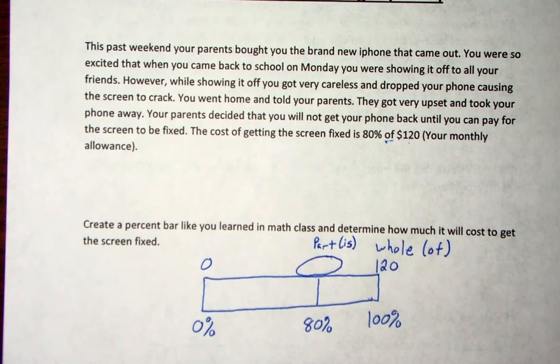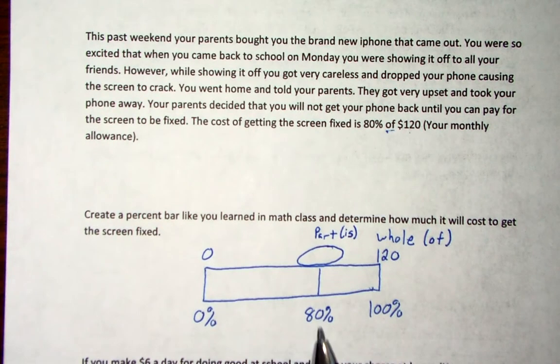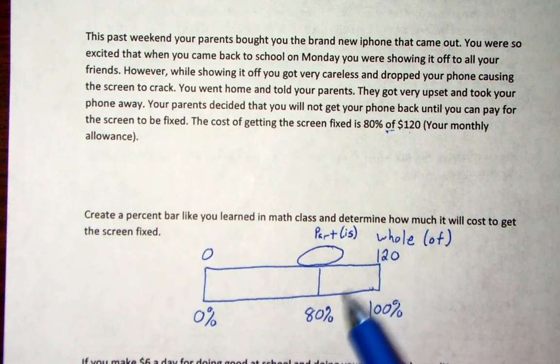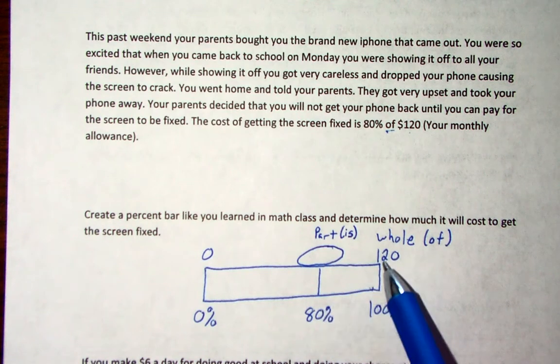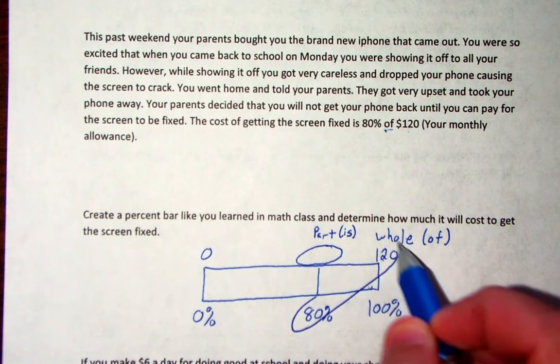So the first thing is we have to see if we have a good scale factor. Well, to go from 80 to 100, that's not a good scale factor. To go from 120 to 100, that's not a good scale factor. But if you notice, these two numbers are right across from one another. So what we're going to do is we're going to cross multiply.